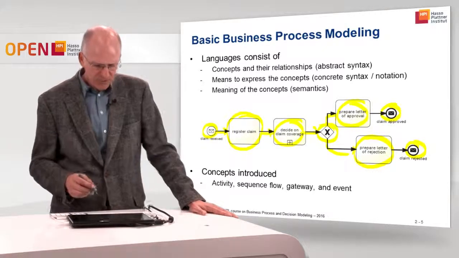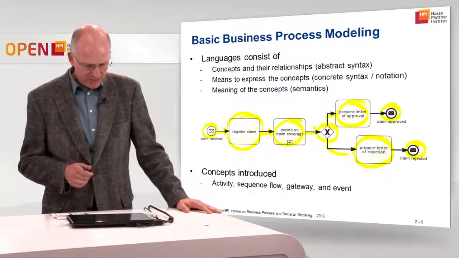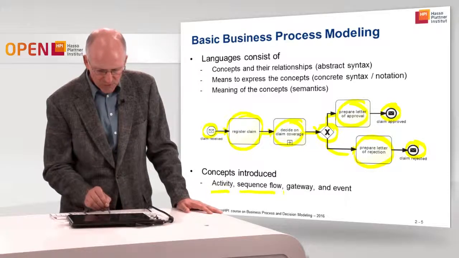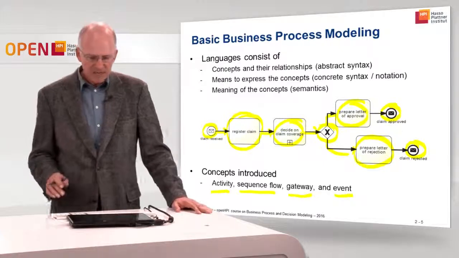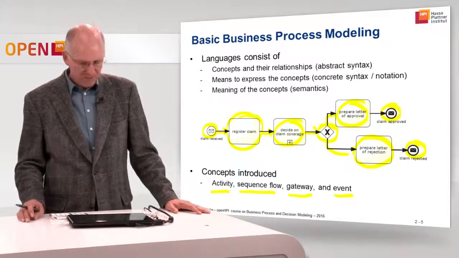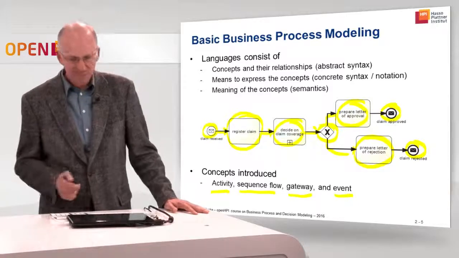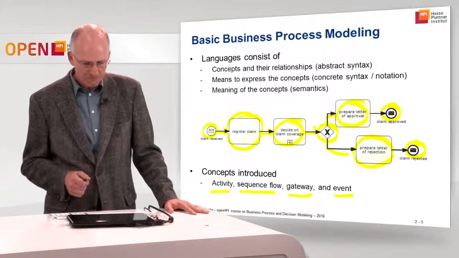So in order to capture business processes, we at least need the following concepts, and that is the activity, sequence flow, gateway, and the event. And these are elements of the abstract syntax. So there is something like an activity, there is something like a sequence flow, there is something like a gateway, and there is also something like an event.